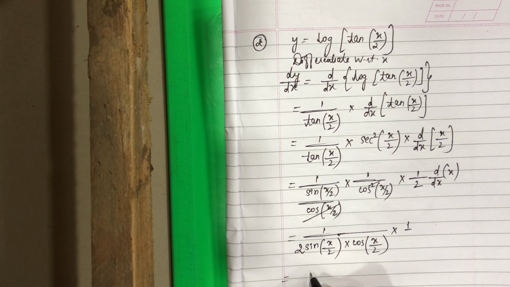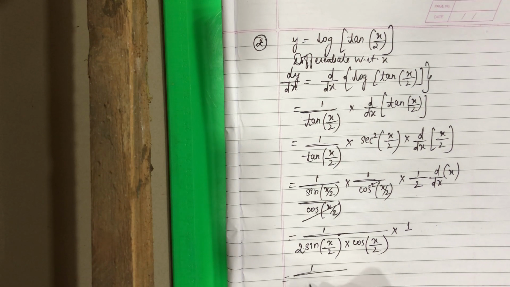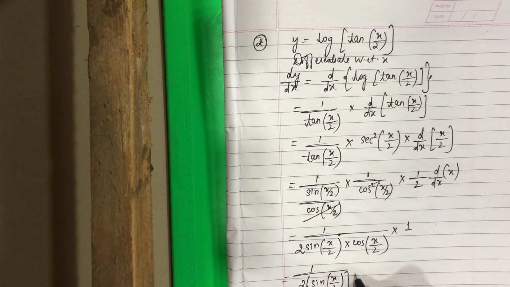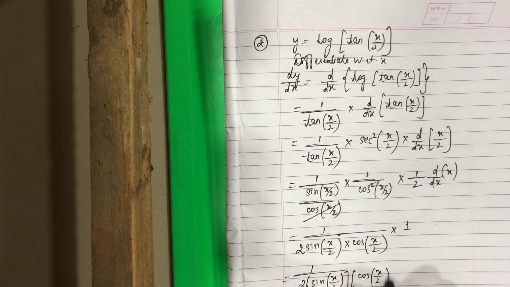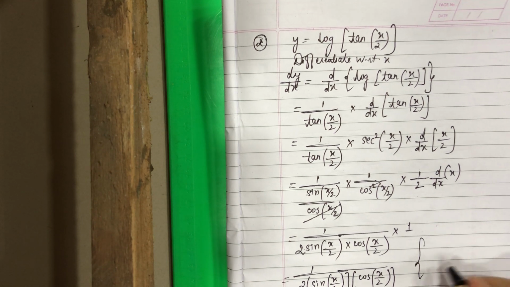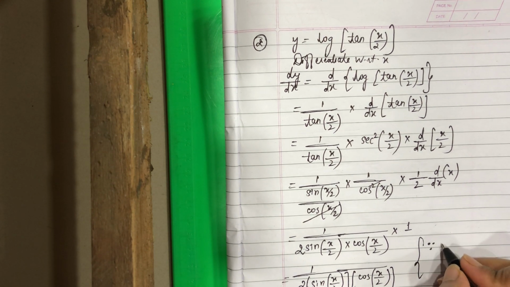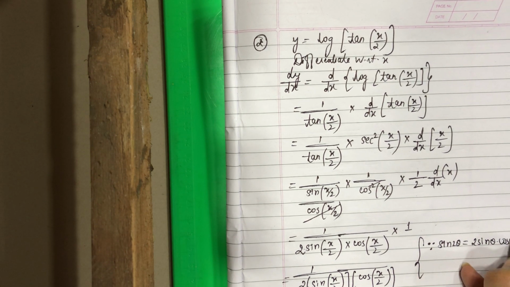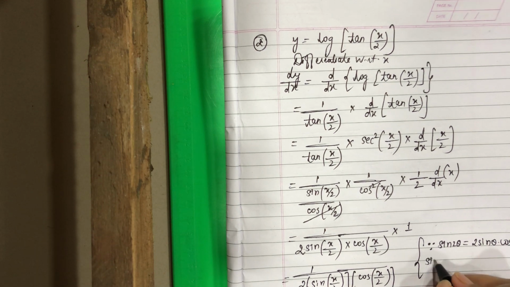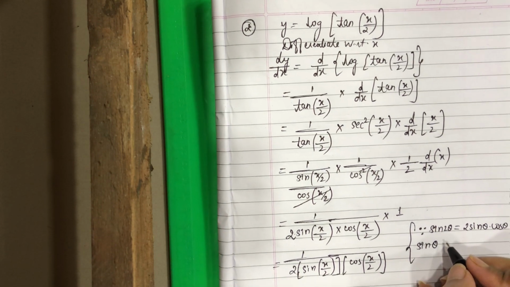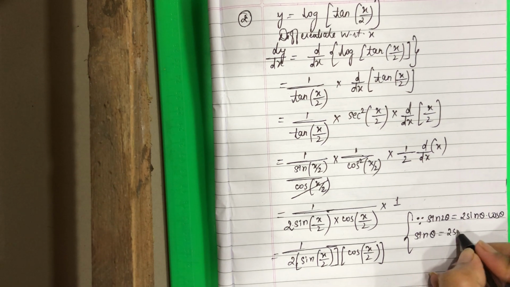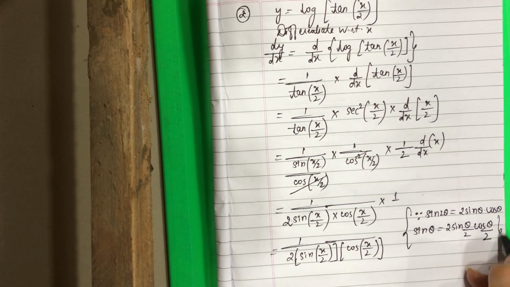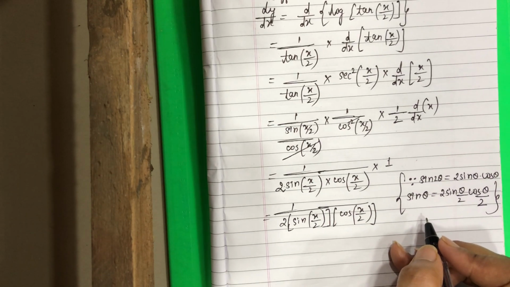So this is giving you 1 upon 2 sine x by 2 cos x by 2. Now guys, remember the formula of trigonometry. We know that sine 2 theta is equal to 2 sine theta cos theta. And the half angle formula for the same is sine theta is equal to 2 sine theta by 2 cos theta by 2. This is the half angle formula for sine theta in trigonometry.